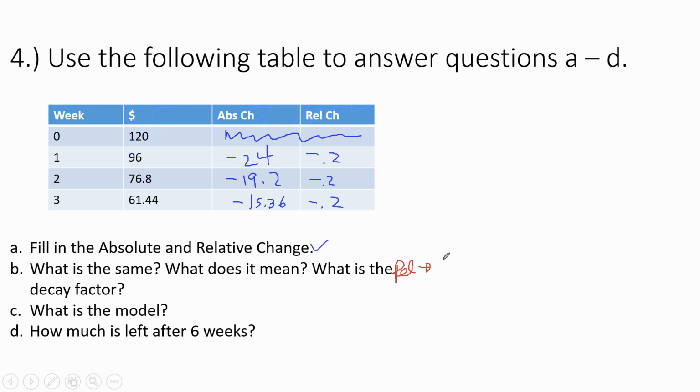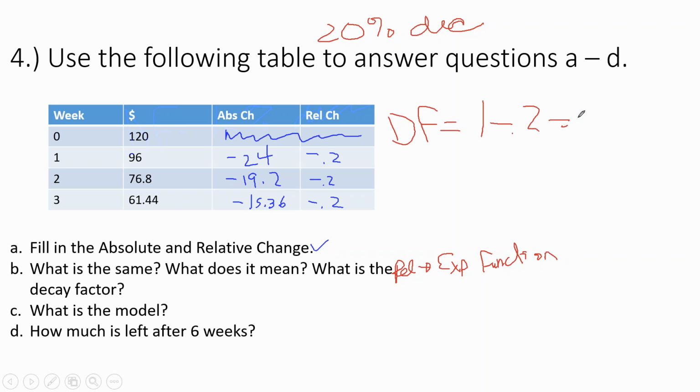And if relative change is the same, what does that tell you? Relative change means we have 0.2, or 20%, decrease, and that means we have an exponential function. It's exponential because of the percent decrease. If I have a 20% decrease, how do I find my decay factor? 1 minus 0.2, which gives us 0.8.